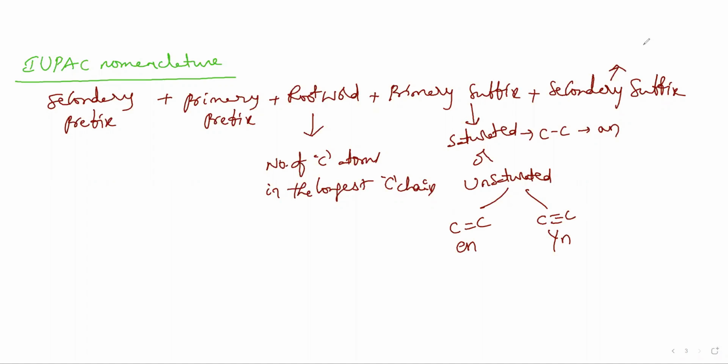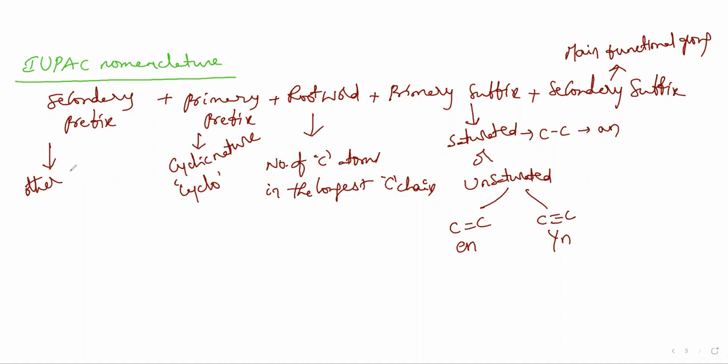Whereas secondary suffix gives you the main functional group. It indicates the main function. Here, primary prefix indicates cyclic nature. If the given compound is cyclic, you just add cyclo. Then here, secondary prefix. Secondary prefix indicates other functional groups or substituents. So this is about IUPAC.